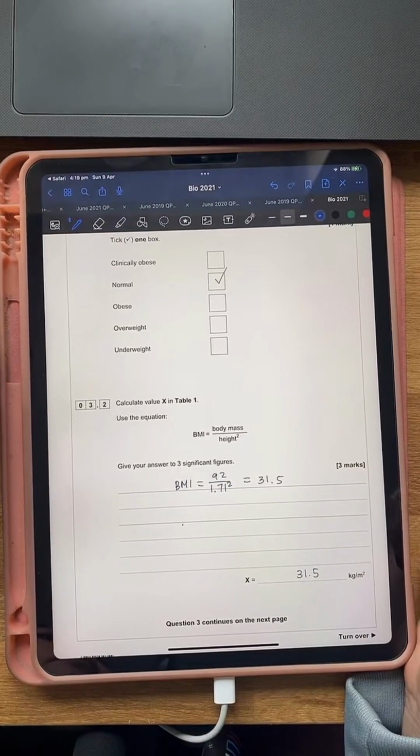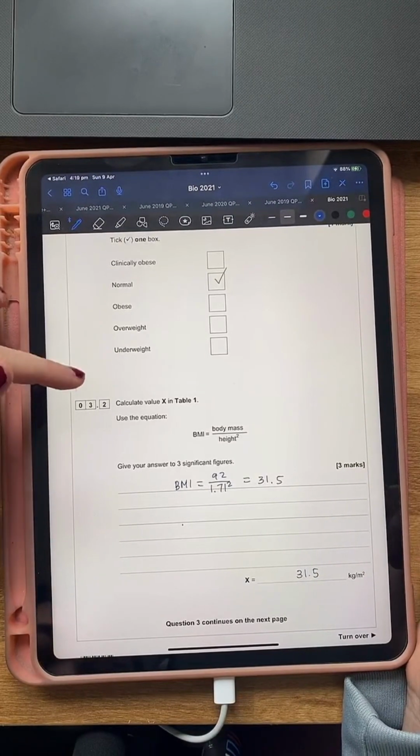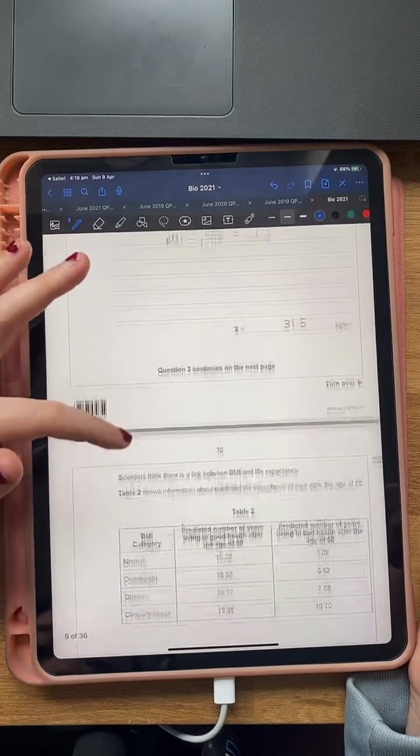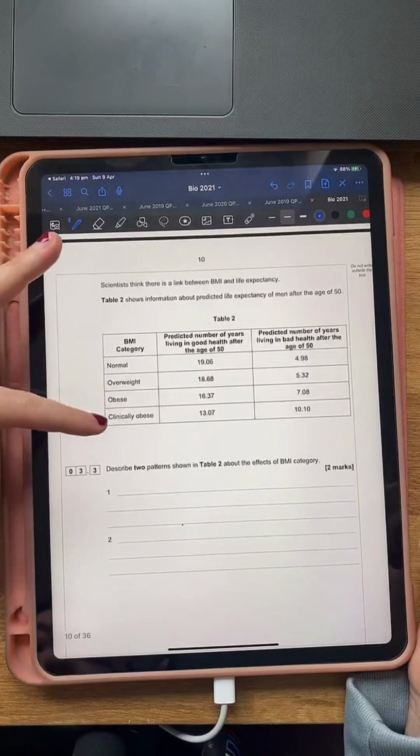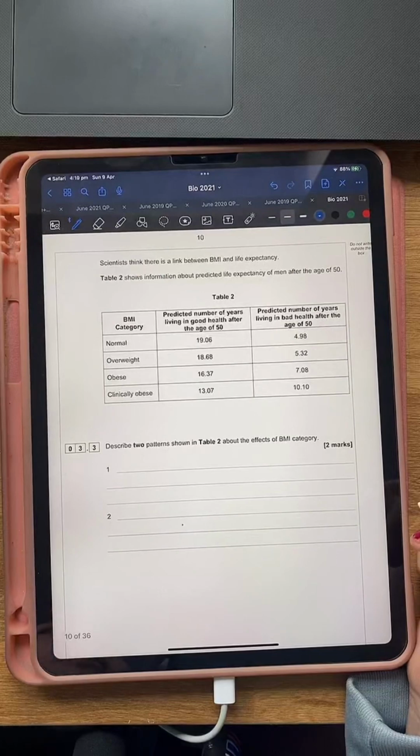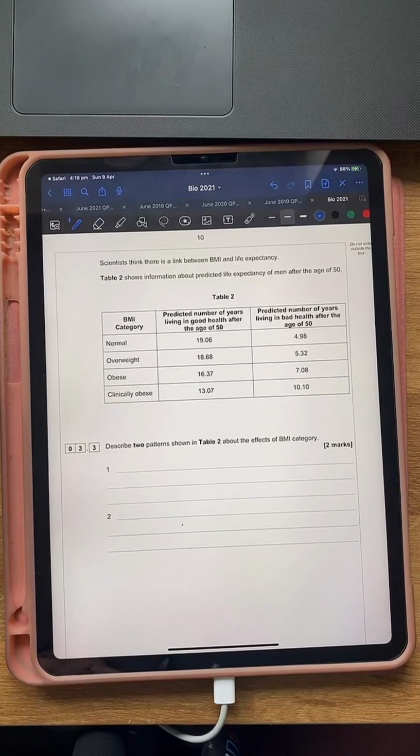Scientists think there is a link between BMI and life expectancy. Table 2 shows information about predicted life expectancy of men after the age of 50. Describe 2 patterns shown in table 2 about the effects of BMI category. Okay, so let's have a look at what we have here.